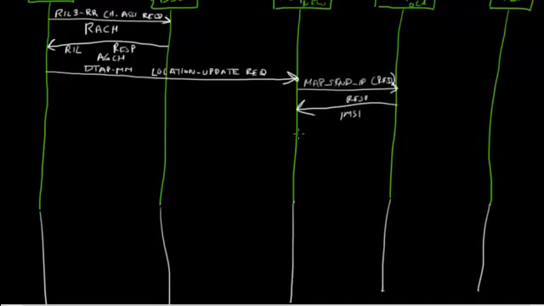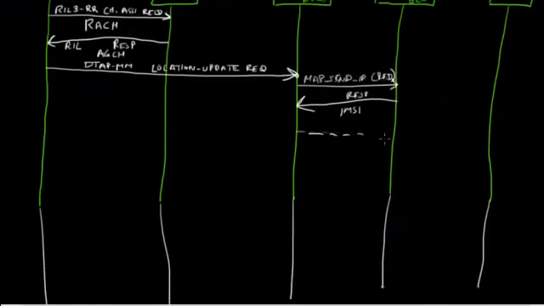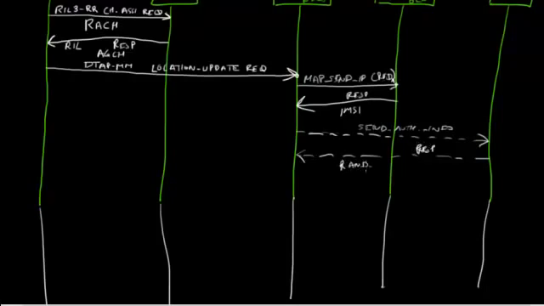So what happens is this new MSC VLR will send authentication info. It's basically optional. It will send authentication info to the HLR authentication center. Send authentication info request. This means it sends the IMSI and says, send me the random number and the signed response right away. So this is the response message which has the RAND and the SRES.